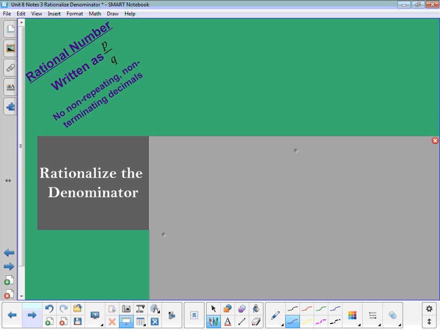rationalize the denominator. We have to make the denominator a rational number. If the denominator is an irrational number, then it's a decimal that goes on and on forever that doesn't repeat. So we'd be dividing forever and we'd never finish dividing. That's not possible. We have to get that denominator to be rational. So that means it has to be some sort of fraction with a terminating or repeating decimal.